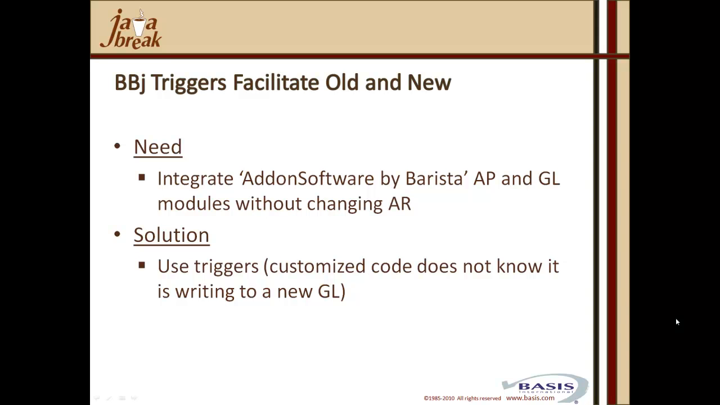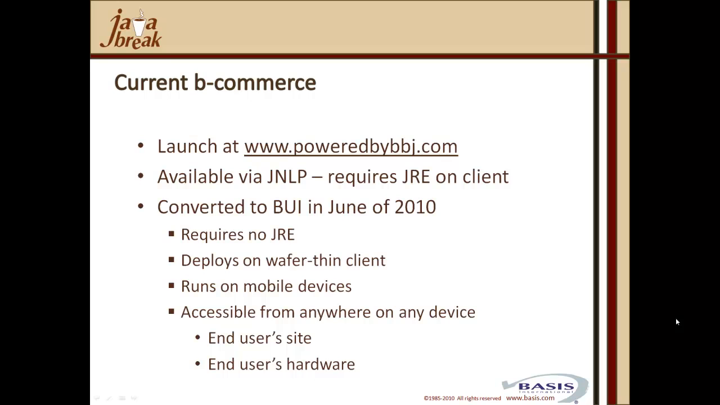Let's have a look at the current BCommerce app. The current BCommerce app that Basis offers is accessible at poweredbybbj.com. It's available via the JNLP. That connection requires a JRE on the client. In June of 2010, we converted to a BUI application. This requires no JRE.